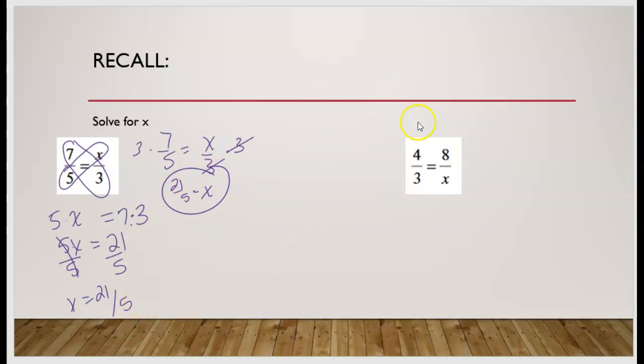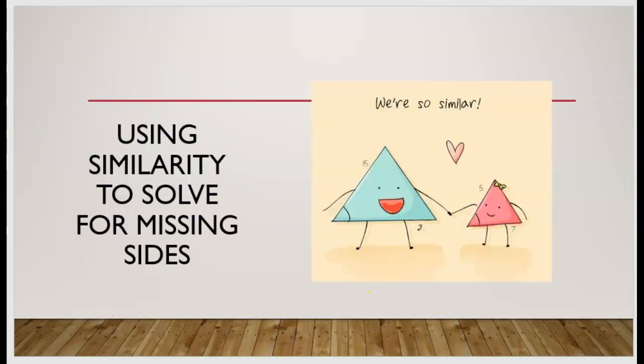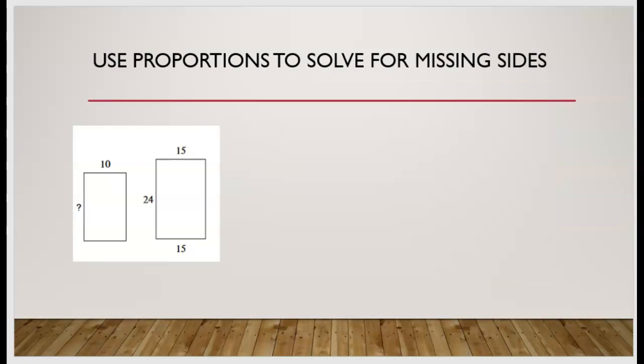Cross multiplication works a lot better when you have the variable at the bottom. Let's see. 3 times 8 is 24. And 4 times x is 4x. And then we just divide by 4. X is 6. So it's just a handy tool whenever you have two fractions set equal to each other to solve that proportion. So let's use similarity to solve for missing sides. That's the whole big deal with the similarity properties, is we're going to be able to solve for those missing sides. It says use proportions to solve for the missing side.